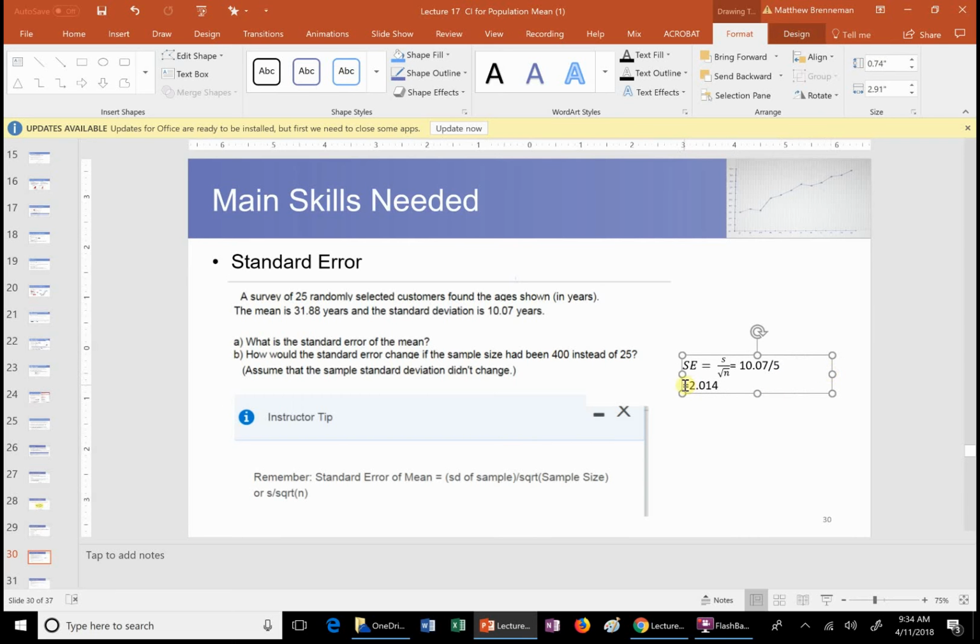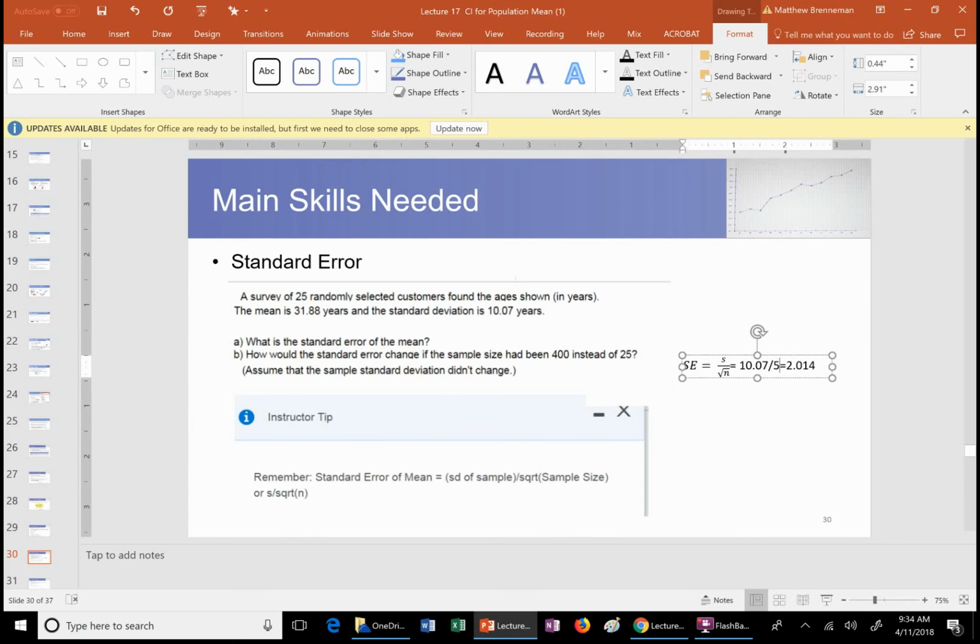What if the sample size had changed to 400? Well, notice the only thing that would have happened was instead of dividing by the square root of 25, I would have just divided by the square root of 400, which is 20, right? So I would have just had roughly 10.07 divided by 20, which would be a little more than a half. It'd be around a half.